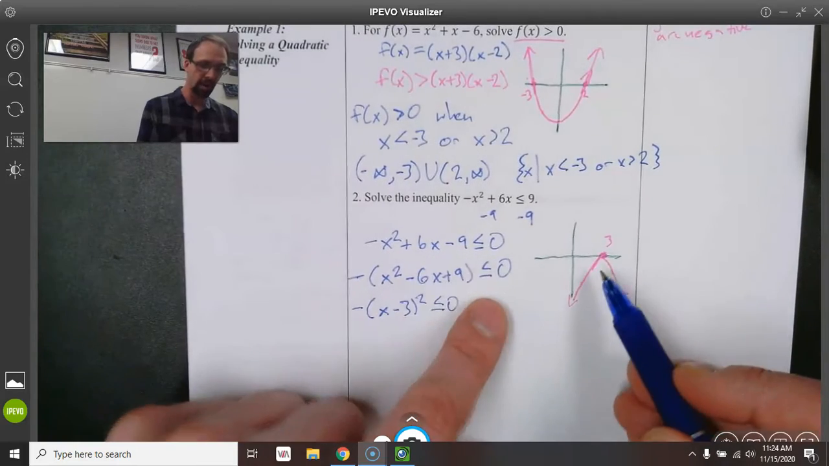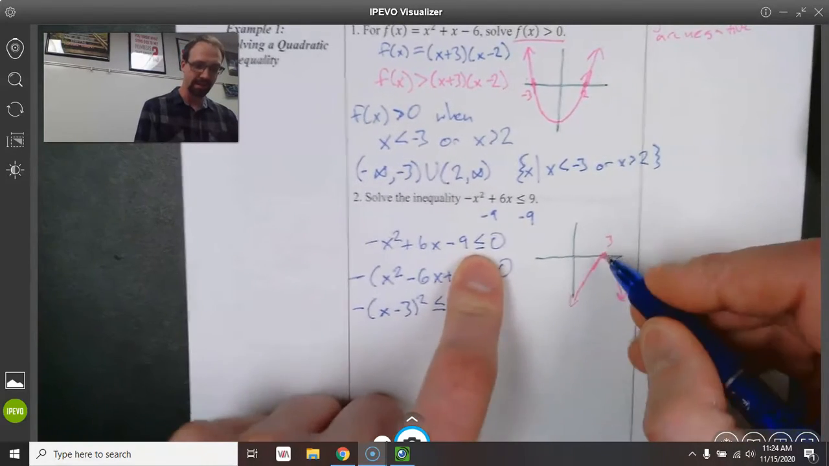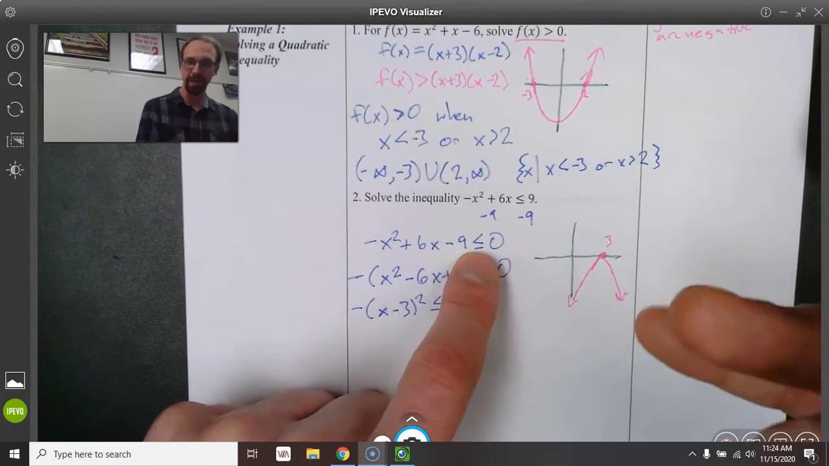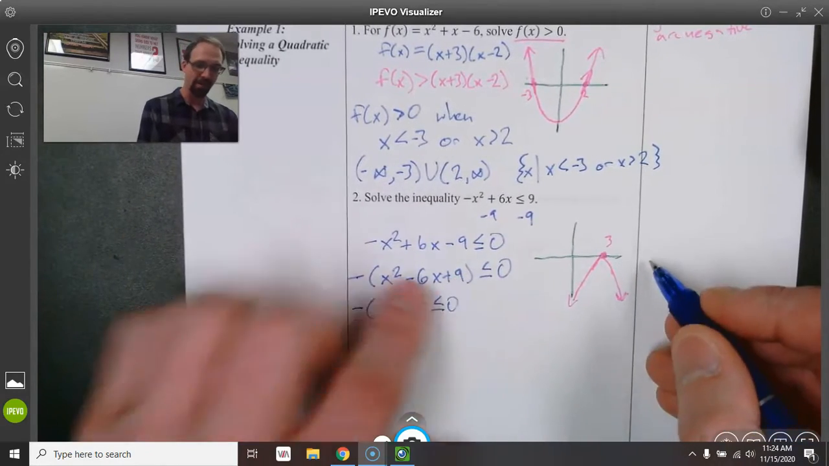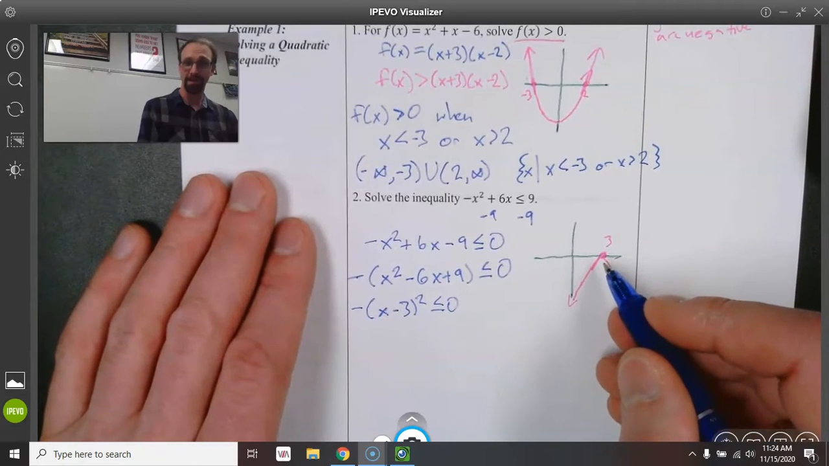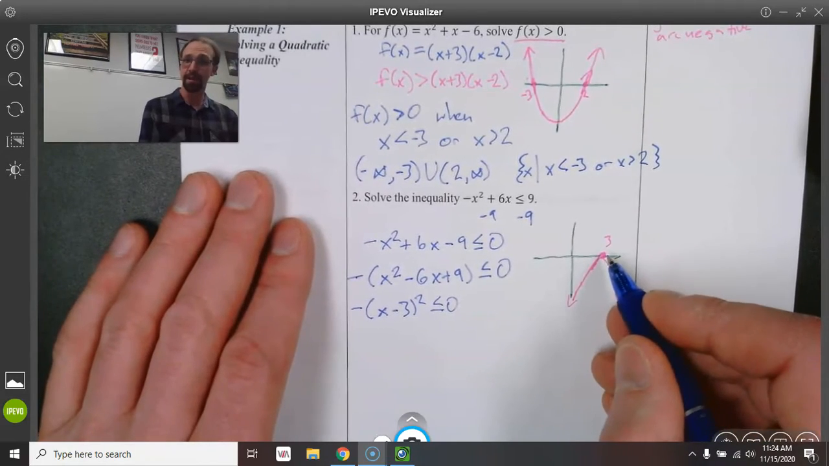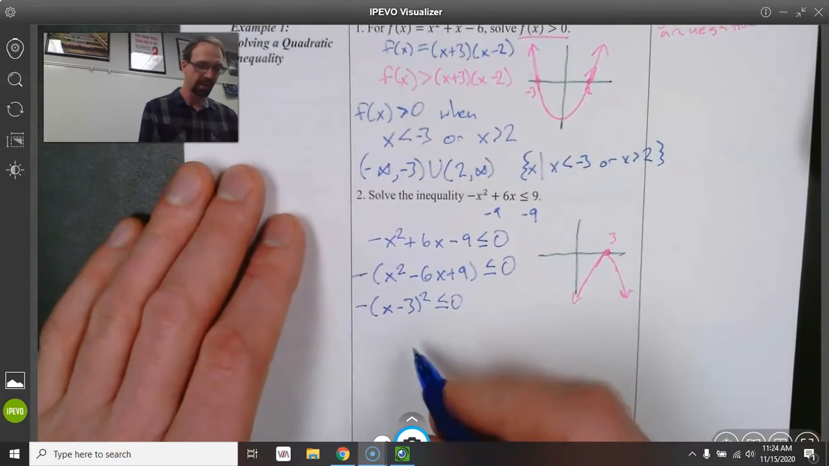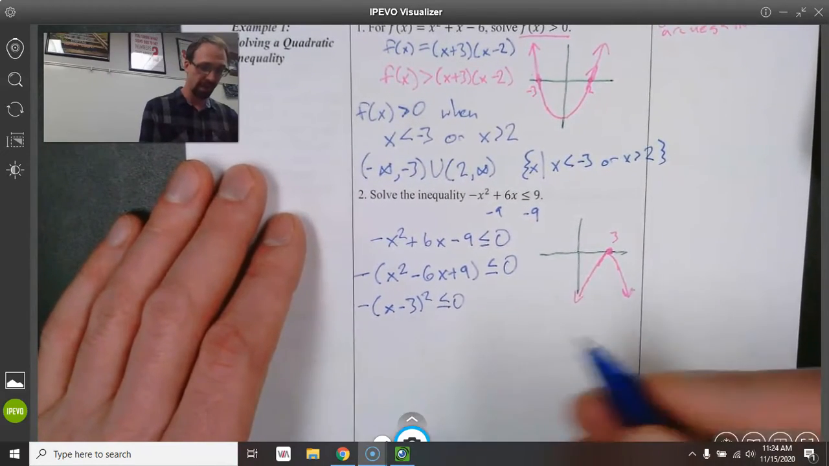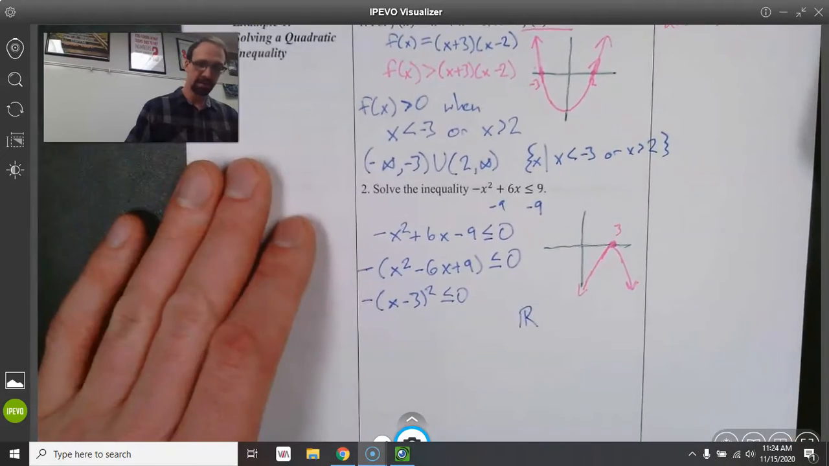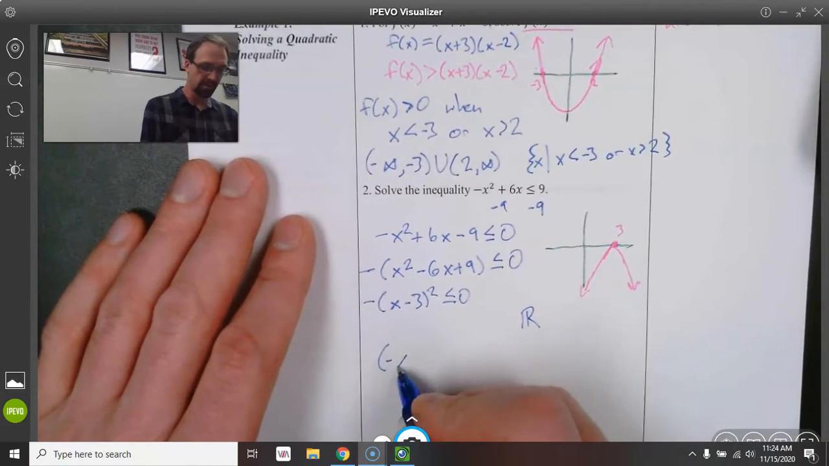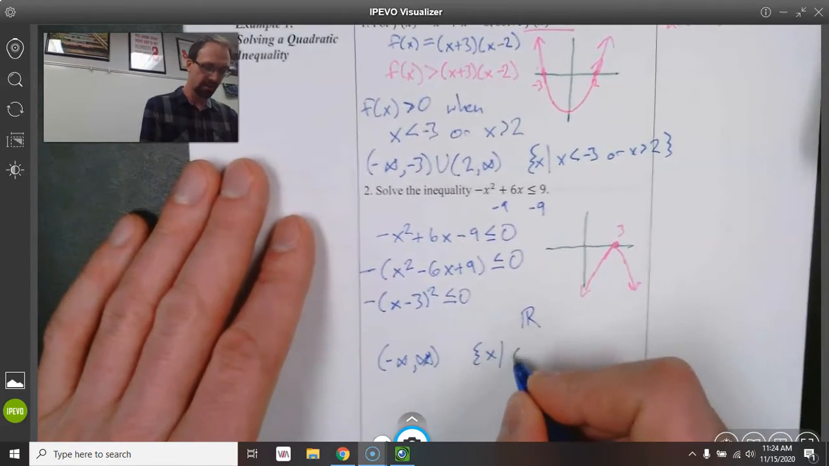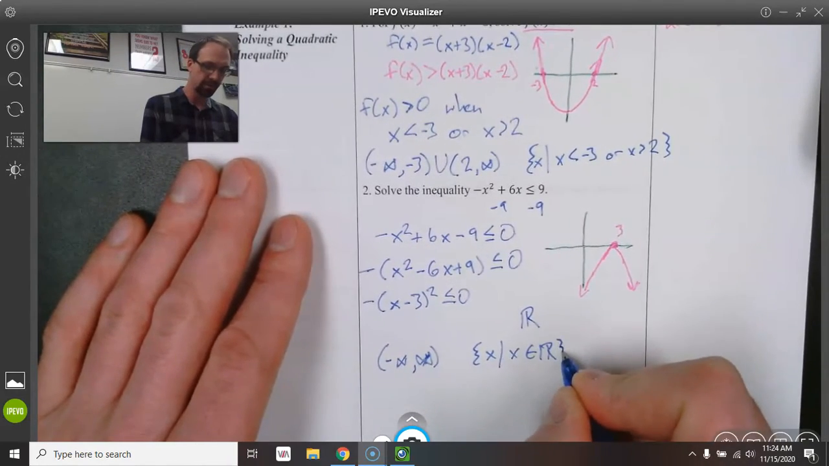If I look on my graph here, I can see this is the y value where it's at 0, and I don't go anywhere above that point. So all of my y values on this graph are going to be less than or equal to 0. When x is 3, it actually is 0, but all these other values are going to come out to be less than 0 as well. So this is a situation where we have all real numbers. If you write it in interval notation, remember it's negative infinity to infinity, or the set of x such that x is an element of the real numbers.